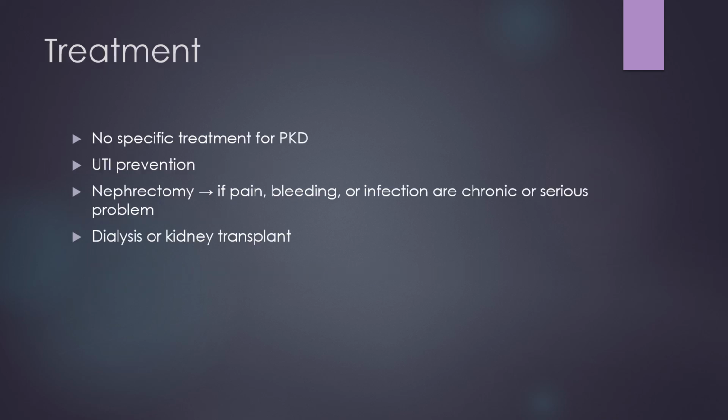There's no specific treatment for polycystic kidney disease, but if there's chronic or serious bleeding, infection, or pain noted because of the size of the cyst and the hematuria, or the problems with the kidney, we can do nephrectomy, so completely removing the kidney, or if it gets to the end stage renal disease and the kidney is no longer functioning, we would do dialysis to support the body functions, or the patient could be on a kidney transplant list, and then that would obviously cure PKD because it would be a brand new kidney.